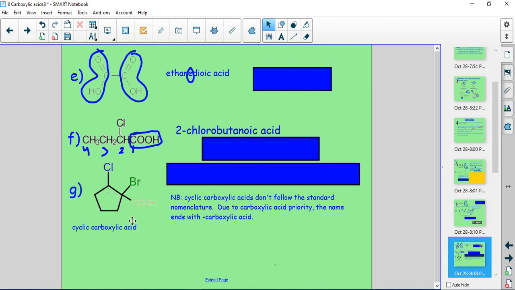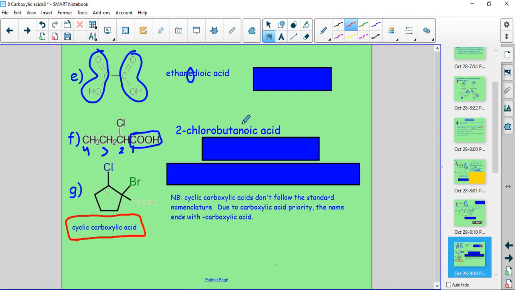Now, this is going to be a tricky one because you haven't seen an example like this, and we're going to add to the nomenclature rules that come before here. This is a cyclic carboxylic acid. Naming cyclic carboxylic acids doesn't follow your standard rule. It's not that you take out the E and you add oic acid. That doesn't happen anymore with a cyclic carboxylic acid. Notice there's a COOH here, so that's your carboxylic acid. Then the numbering here is already done for you.